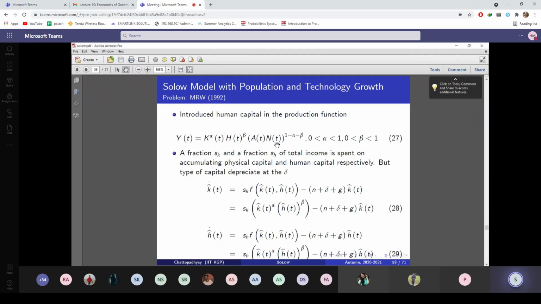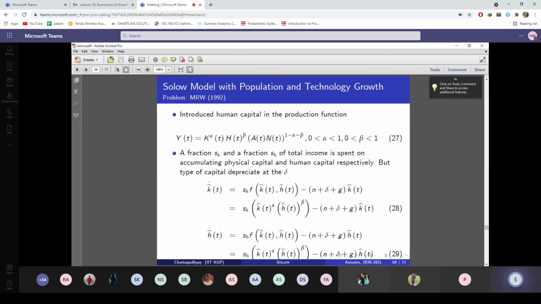So fine, I define my small y hat equals capital Y divided by AN, small k hat equals capital K divided by AN, and small h hat equals capital H divided by AN, and write down this simple fundamental equation.